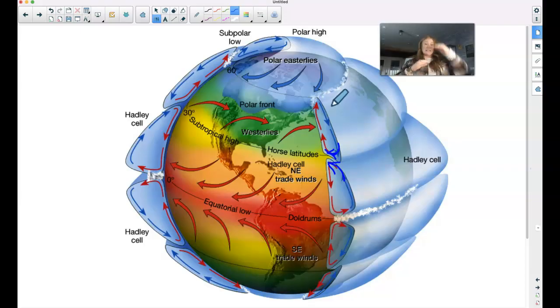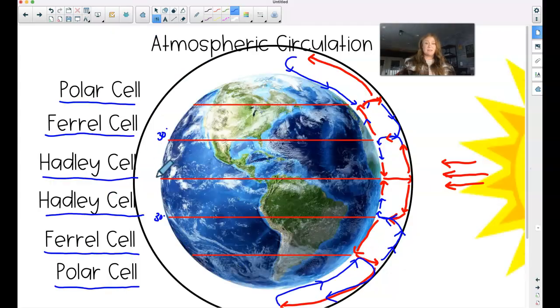So it's happening in 6 sections on the Earth. So if we look back here, right, I have my equator, then I have my 2 Hadley cells, 2 Ferrel cells, and 2 polar cells. So we have 6 cells of convection that are happening in the atmosphere.